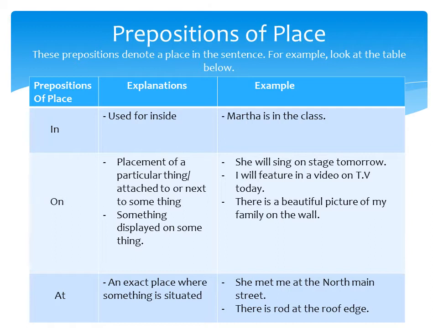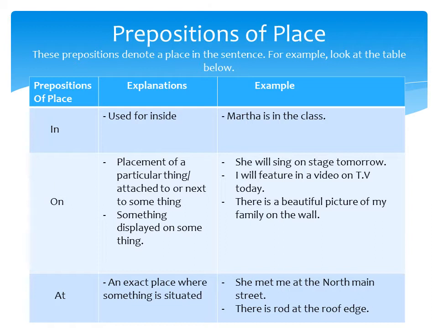Something displayed on something. There is a beautiful picture of my family on the wall. The beautiful picture of the family is hanging on or displayed on something, and that thing is the wall. That's why we will use on over here. There's a beautiful picture of my family on the wall.